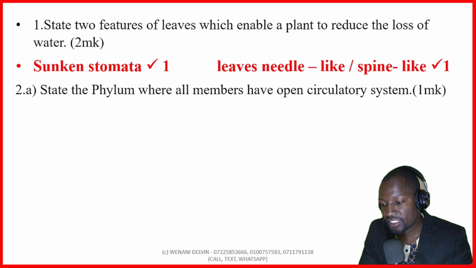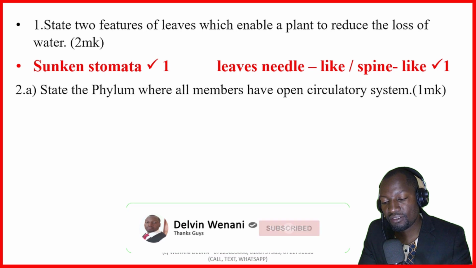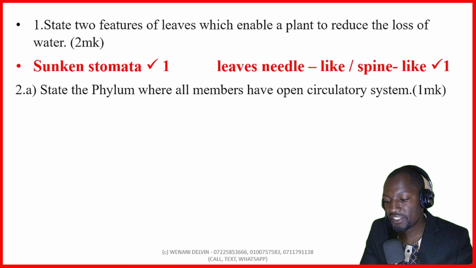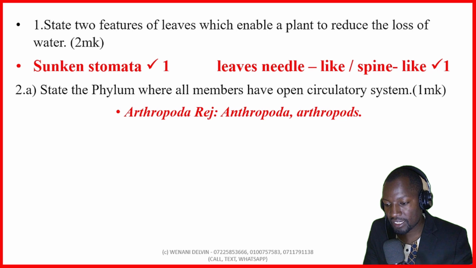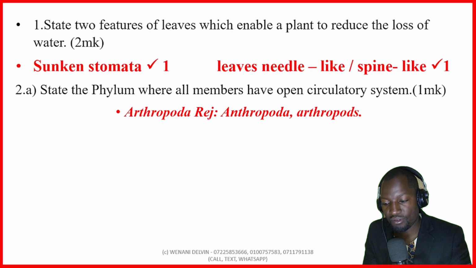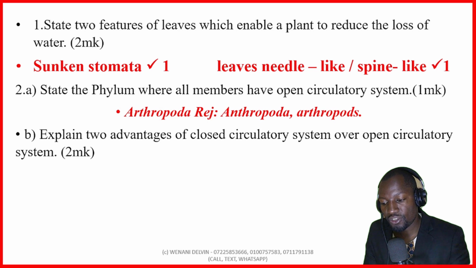Number 2, state the phylum where all members have open circulatory system. And this one is definitely the phylum Arthropoda, but we don't accept Arthropoda, so be very careful with an N here, and also arthropods. We don't accept arthropods. Now, explain 2 advantages of closed circulatory system over open circulatory system.